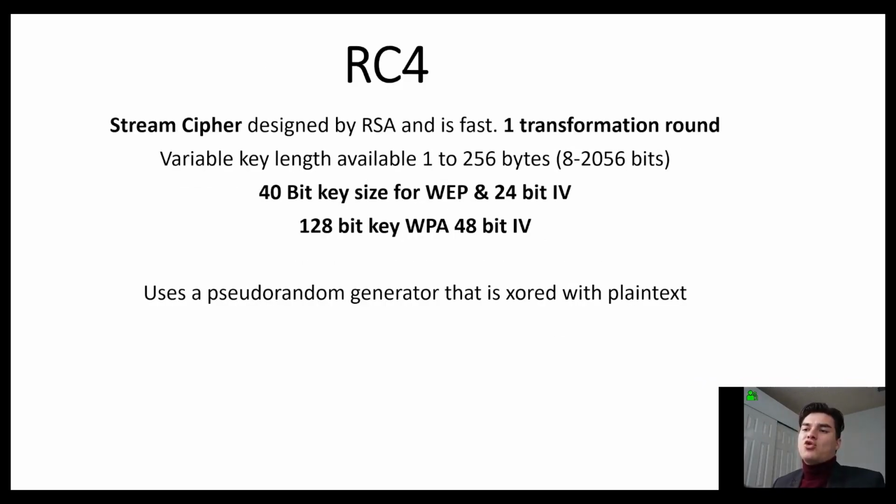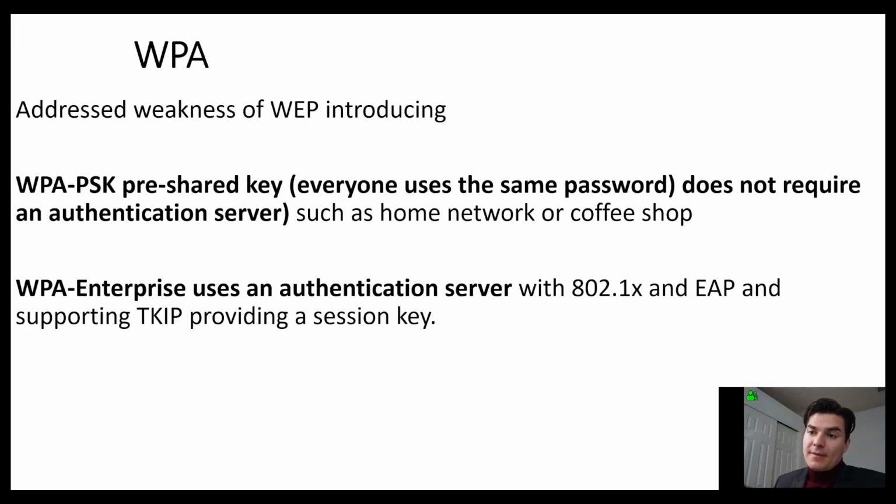So RC4 is a stream cipher. It was designed by RSA and it's very fast. It uses one transformation round and a variable key length from 1 to 256 bytes, or that's 8 to 2048 bits. 40-bit minimum is recommended. Now, with WEP, it used a 40-bit key size and a 24-bit initialization vector, and then RC4 encryption used a 128-bit key with WPA and a 48-bit initialization vector.